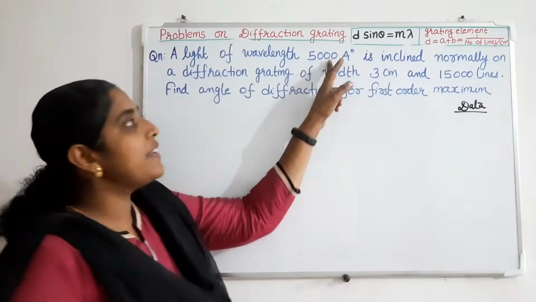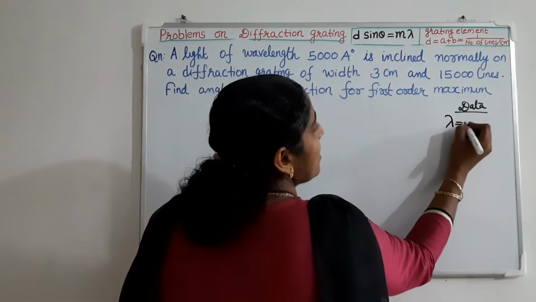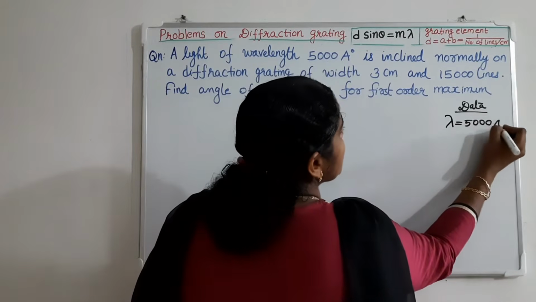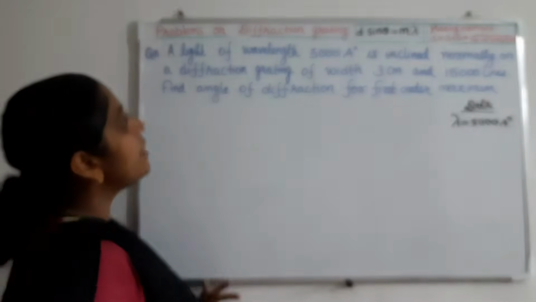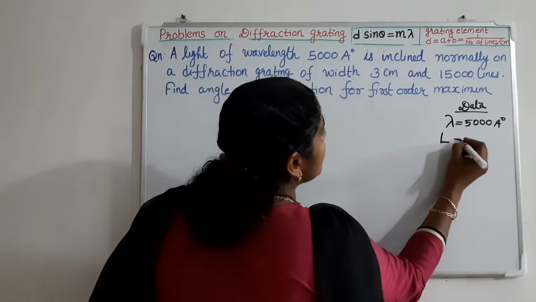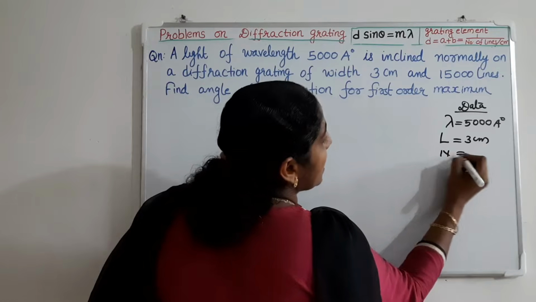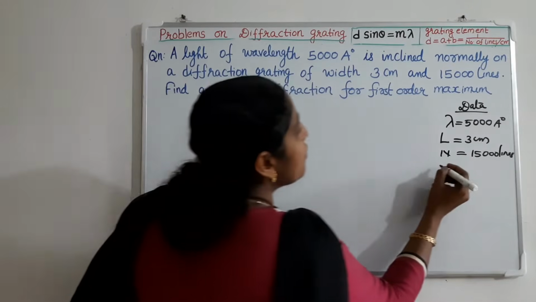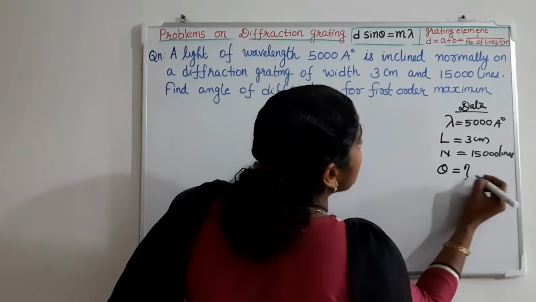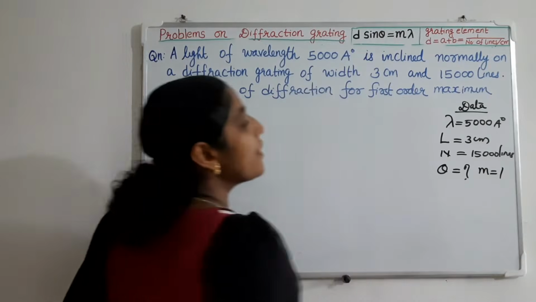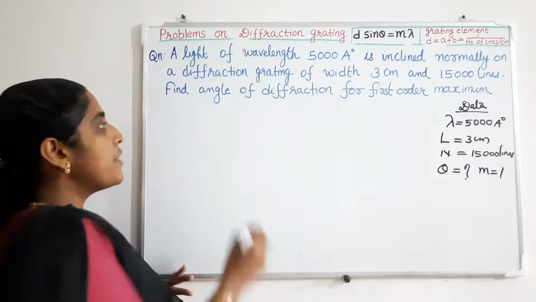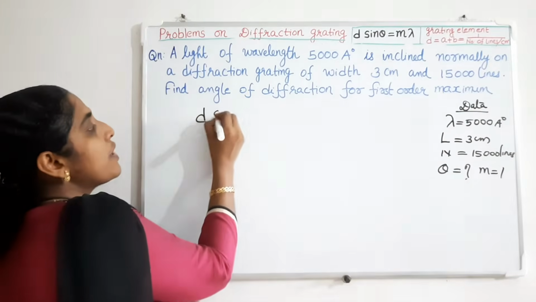A light of wavelength 5000 Armstrong, so lambda is equal to 5000 Armstrong, is incident normally on a diffraction grating of width 3 centimeter and 15,000 lines. Find the angle of diffraction for the first order maximum. That is, we want to find out the angle of diffraction theta for the first order maximum.